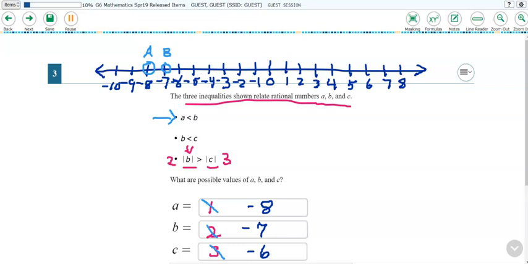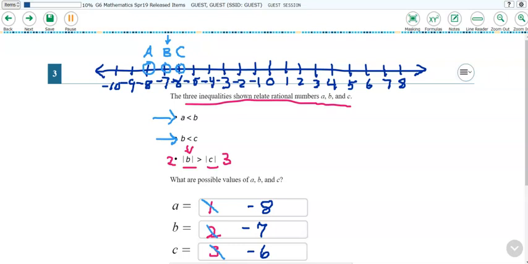All right, and then C, I made -6. Now I could have chosen different numbers. I was just messing around, and these are the ones I chose. So C is -6. So does that fulfill this one, that B is less than C? Yes, because B is further to the left on the number line than C.